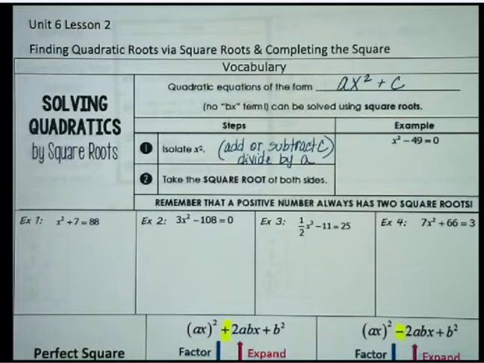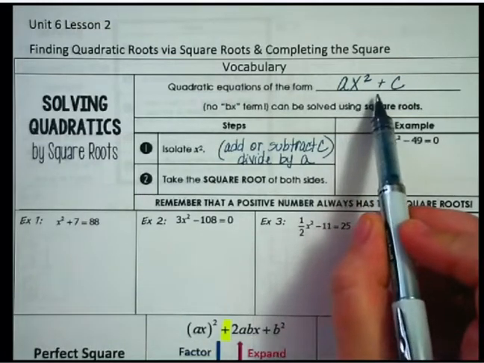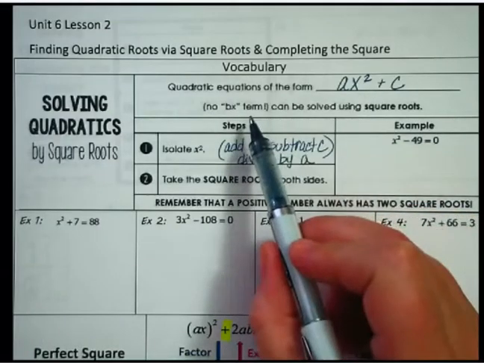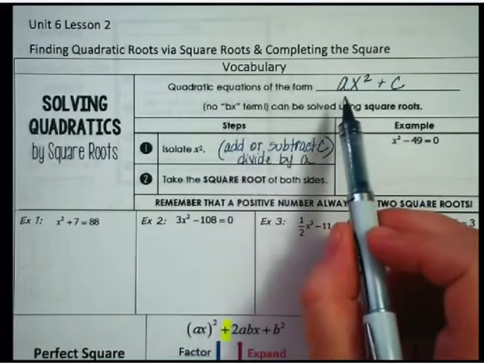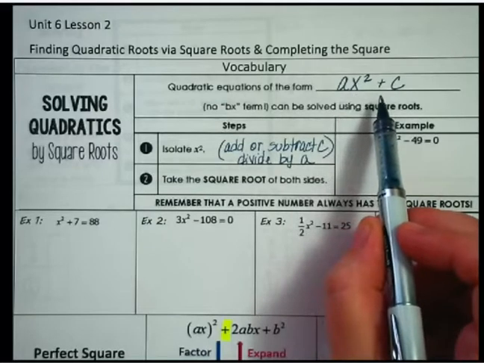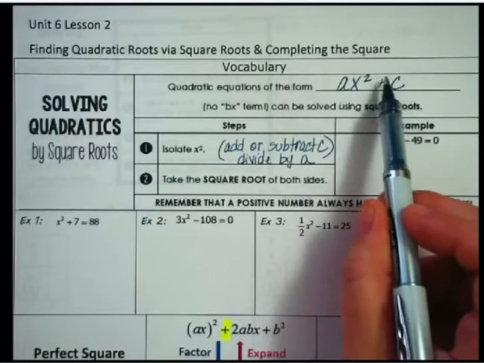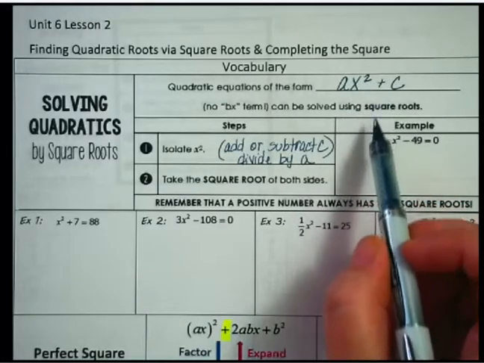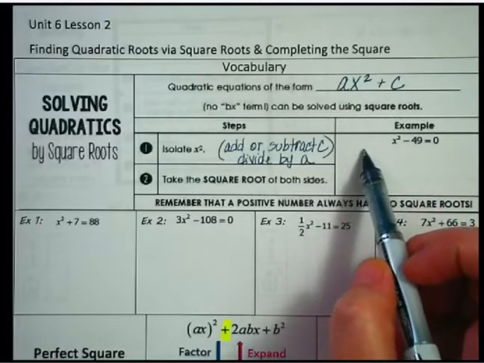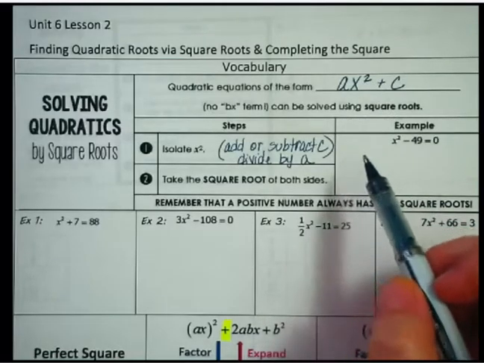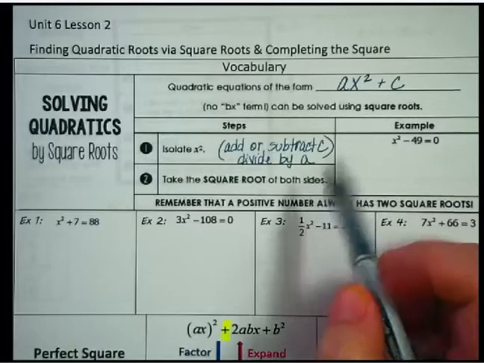Okay? So solving a quadratic with square roots is when there is no bx term in the quadratic. So normally it would be ax squared plus bx plus c. Well, this is missing the middle term. And so it's very simple to solve this just by taking a square root.